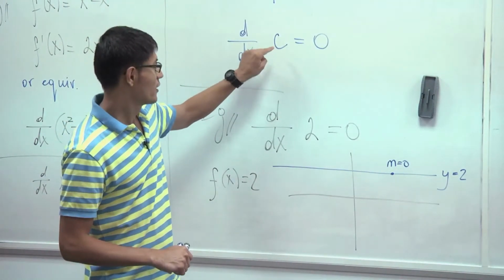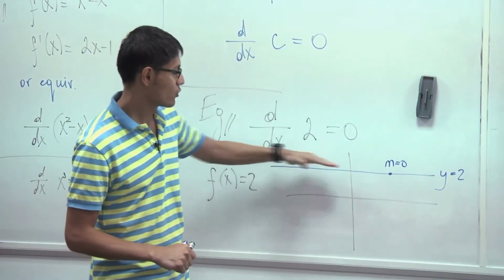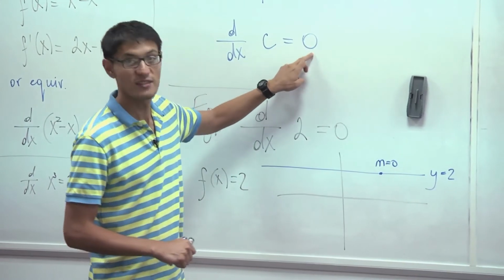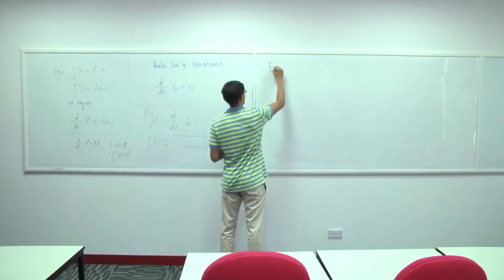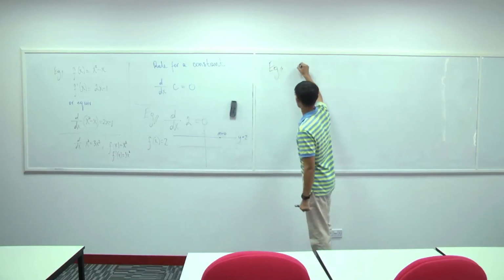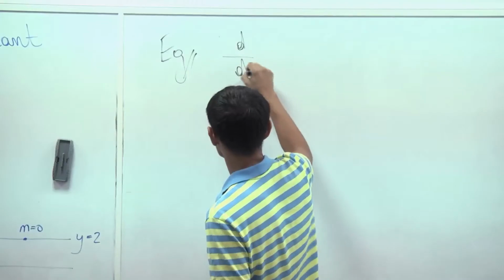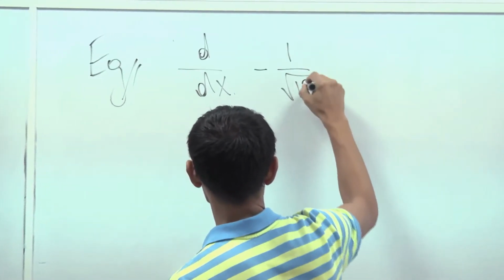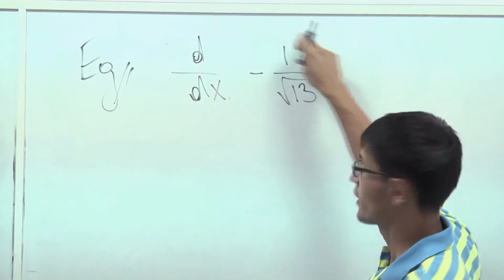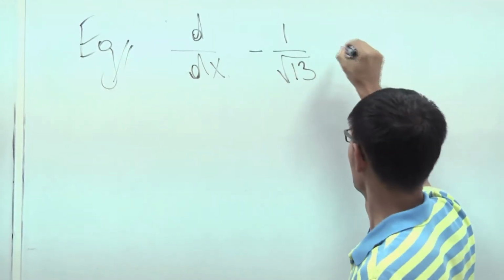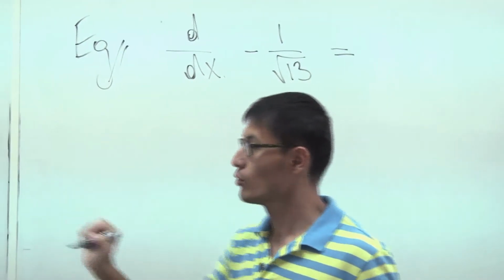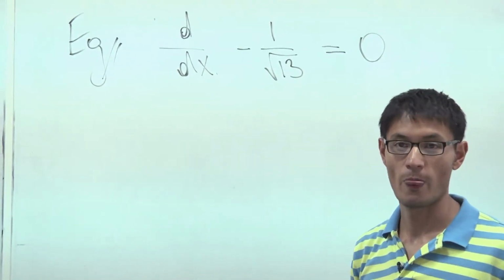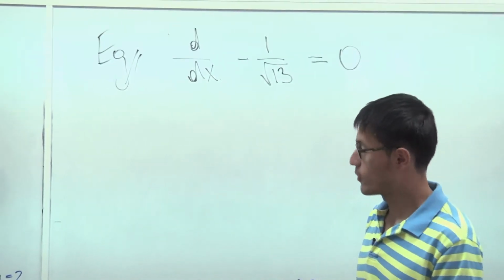Okay? The graph of a constant function is always a horizontal line. Therefore, the slope is always 0. Therefore, the derivative is 0. Okay? If you want to find the derivative of minus 1 over square root of 13, again, this is just a constant. And by that rule, the derivative of a constant is equal to 0. Okay? So keep that in mind. That's the first and most basic rule.